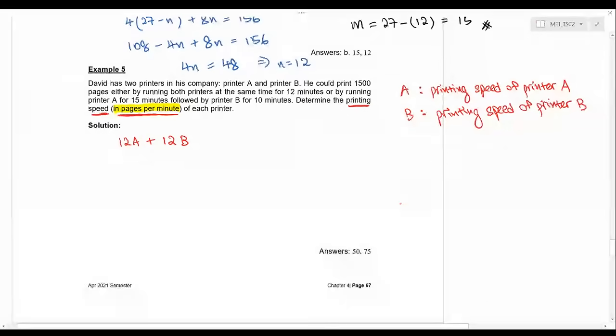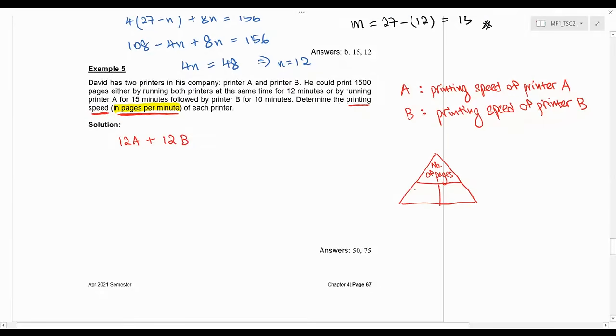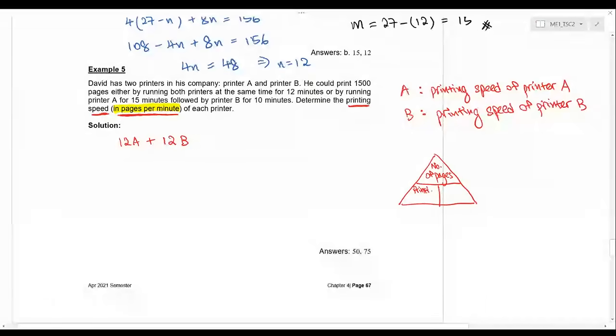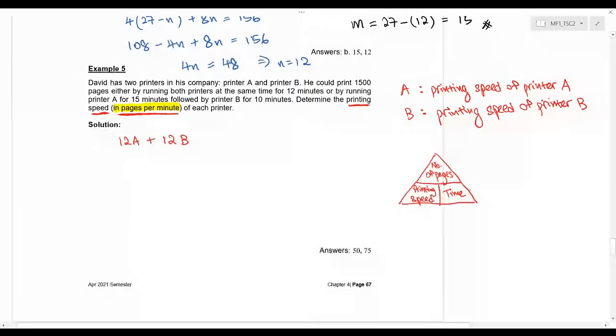Maybe I could also create a triangle for you. The triangle here is the number of pages. The number of pages you can do is the printing speed multiplied by time. Make sense? So if you can print 10 pages per minute and you print for 5 minutes, that will be 10 times 5, so the total number of pages you could print is 50 pages. So the number of pages is based on the printing speed versus time. Take printing speed multiplied by time, you get your number of pages.